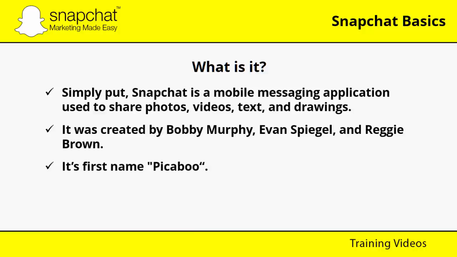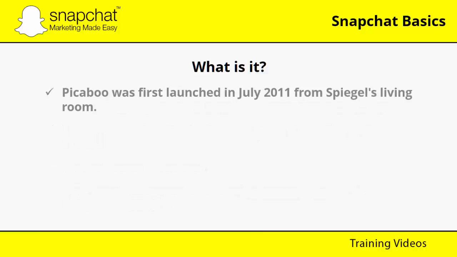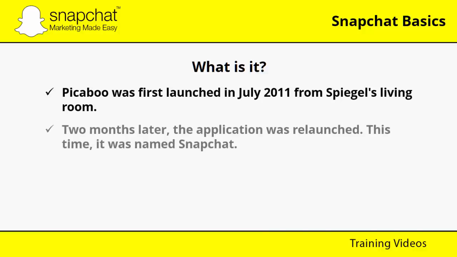Its first name, Peekaboo, was intended for users to communicate using images that were short-lived. When Spiegel displayed the product idea in front of his class as a final project, the classmates were unwilling to accept the idea of temporary photos. Eventually, Murphy was included in the project to write the source code for the application. Peekaboo was first launched in July 2011 from Spiegel's living room. 2 months later, the application was relaunched. This time it was named Snapchat.